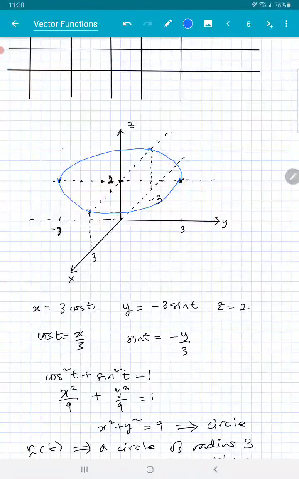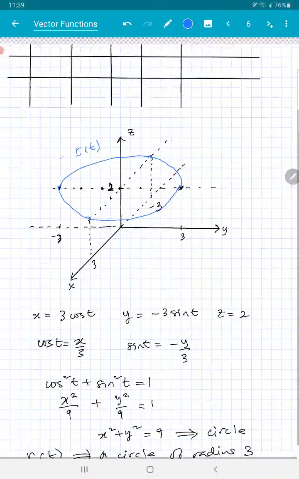Okay, now what we want to sketch is a vector valued function. So when it's a vector, we have a direction. So now we don't know whether our circle here is in an anti-clockwise direction or clockwise direction. So for that, we need to get a few position vectors, because the direction of your vector valued function will be the same as the direction in which t increases. So we need a few position vectors.